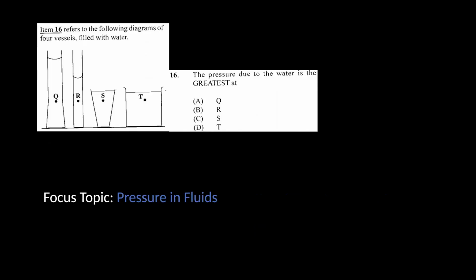Now we have 4 vessels that are filled with water. The pressure due to the water is greatest at the one that has the highest height, or if you want to say the deepest depth. So that would be option A, which is Q, because you realize that Q has the most liquid in terms of the height. So the greater the height is, the greater the pressure.